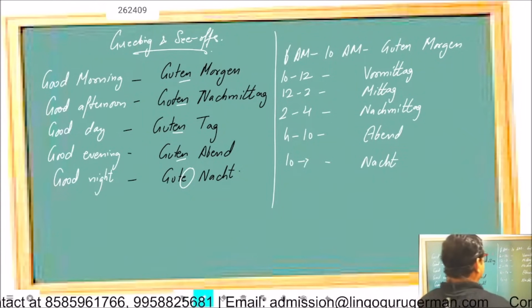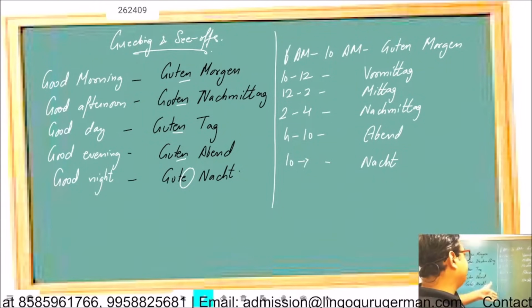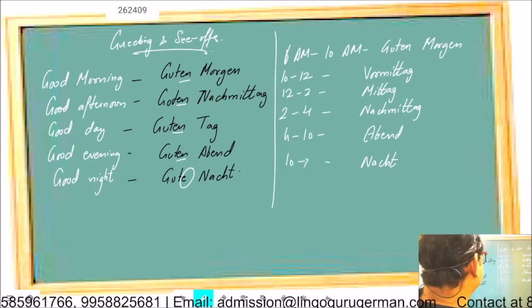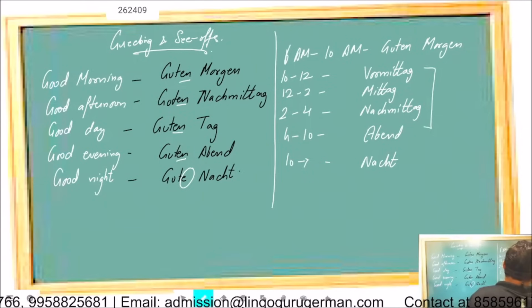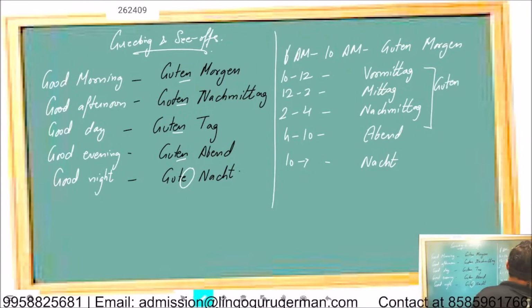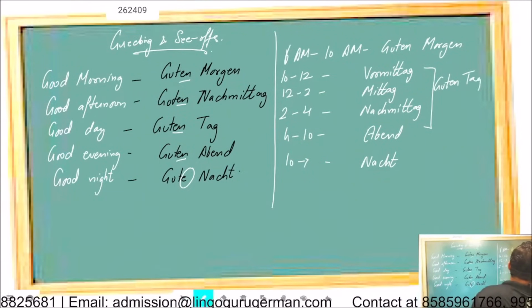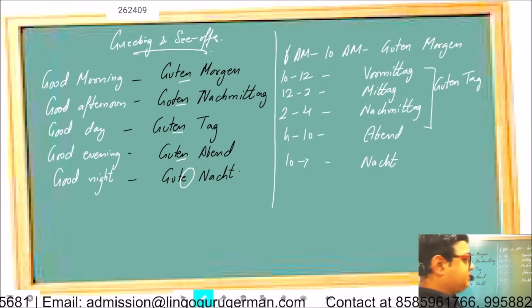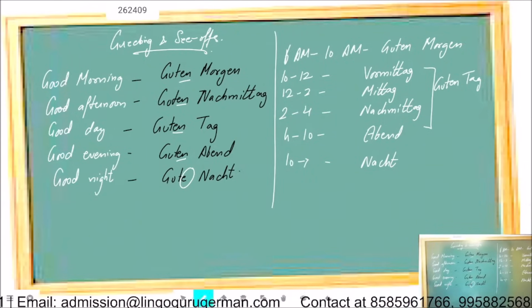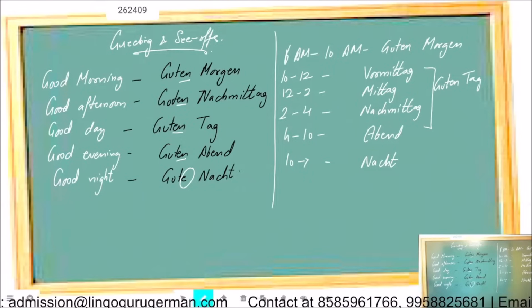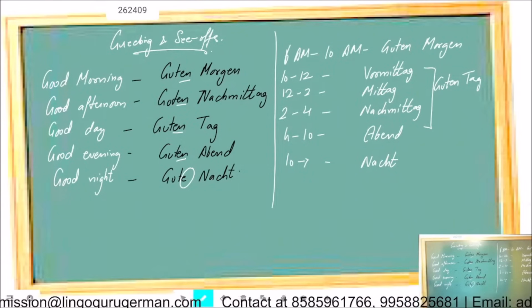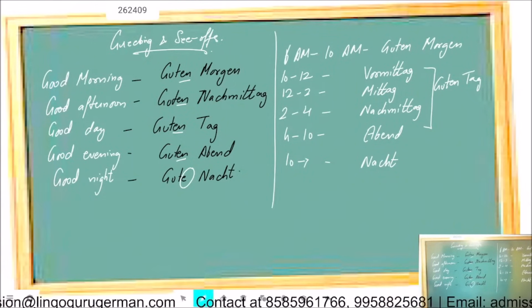These are the Zeitangaben, or say time frames, which Germans generally use. So during the daytime, from 10 to 4, they say Guten Tag throughout the day. That is the wish Germans generally use throughout the day. Guten Tag. Okay.